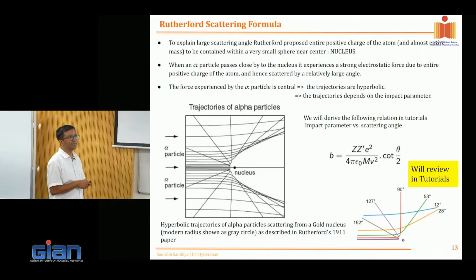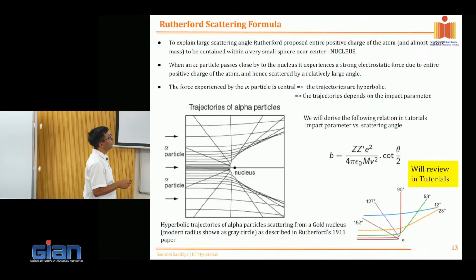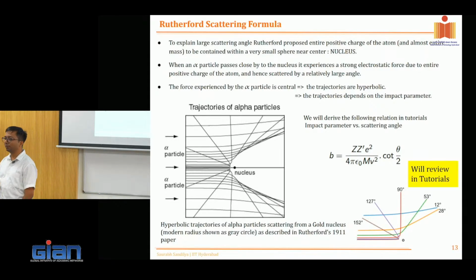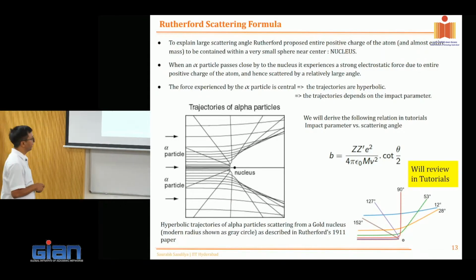Z Z prime, where Z is the charge on the alpha particle and Z prime is the charge on the nucleus, divided by some constant, divided by the kinetic energy of the alpha particle, mv square, some factor, and cot of the scattering angle divided by 2, right? So we'll try to derive that in the tutorial.